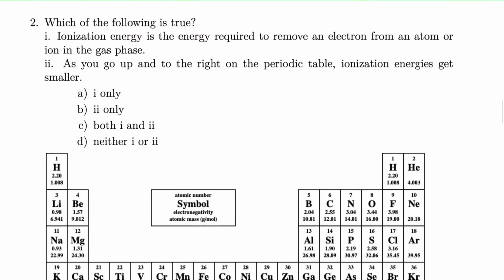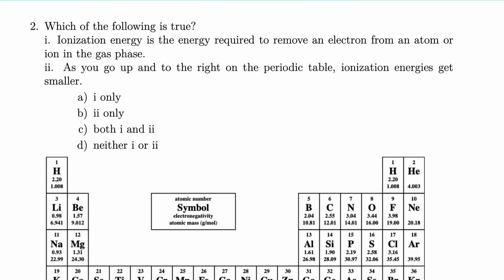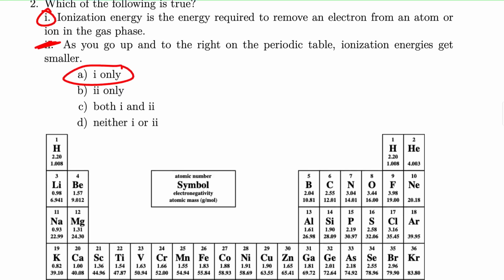And so, which of the following is true? Ionization energy is the energy required to remove an electron from an atom or ion in the gas phase. That is true. As you go up and to the right of the periodic table, ionization energy gets smaller. That's false. Ionization energy gets bigger because electrostatic attraction between the outer electron and nucleus does get bigger. The stronger the attraction, the more energy required to remove the electron, the larger the ionization energy.